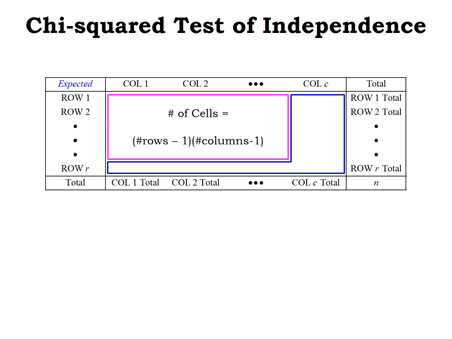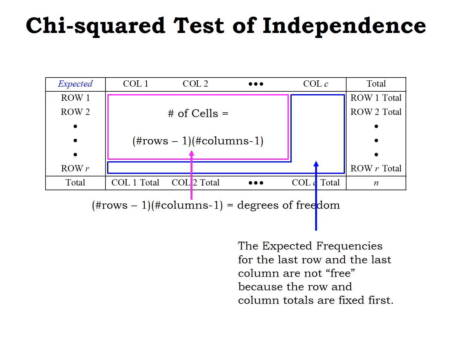If we look at this, the number of cells in the rows is the rows minus 1, and the number of columns is the columns minus 1. So when we multiply together those two quantities, we get how many cells there are that are free to be whatever they want. So that's our degrees of freedom. Those are all random numbers. But once those have been set, the values in the last row and the last column are not free. They have to be the number that is missing to make the row and column totals add up to what they're supposed to be. So that's where we get our degrees of freedom calculation from.